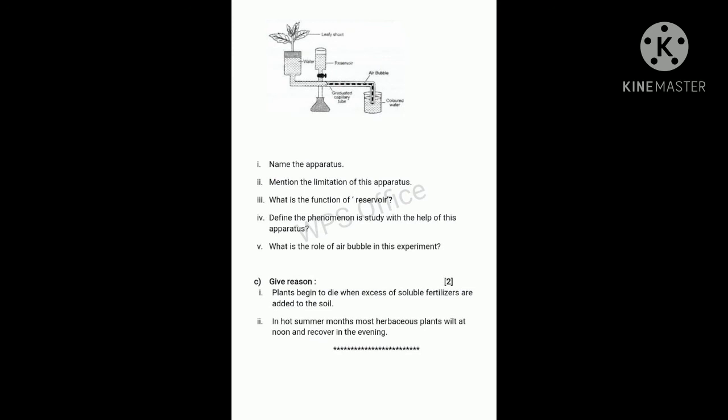Next, in hot summer months, most herbaceous plants wilt at noon and recover in the evening. The answer is the rate of transpiration exceeds the absorption of water. That is the answer. You must mention it properly, because I asked about wilting at noon. At noon, the rate of transpiration exceeds the absorption of water. That's why in hot summer months most herbaceous plants wilt at noon.